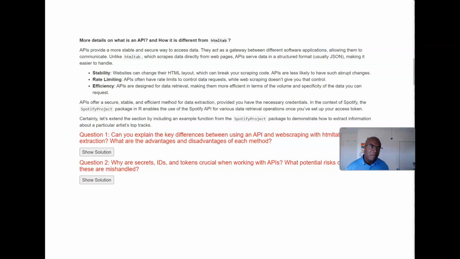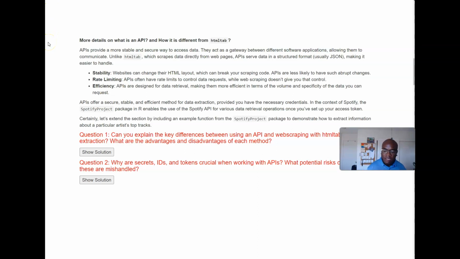And then at the same time, efficiency. API is a little bit more efficient. It's meant for you to retrieve, whereas web scraping using HTML tab, you're kind of like a pirate, and you're just trying to grab whatever you have to get whatever's on that website. And so it's nice to be able to utilize API.